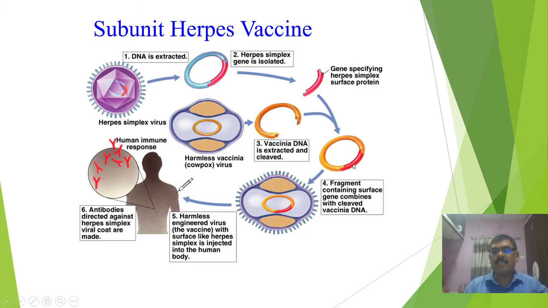So this protein will express itself, and there will be formation of the surface protein on the harmless vaccinia virus. Such a harmless, genetically engineered virus is now injected into the human body, and our body will respond to it as a foreign particle and produce antibodies against the herpes simplex virus. This is how you can produce a vaccine by genetic engineering technology.